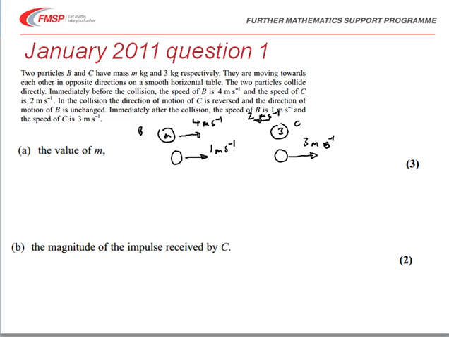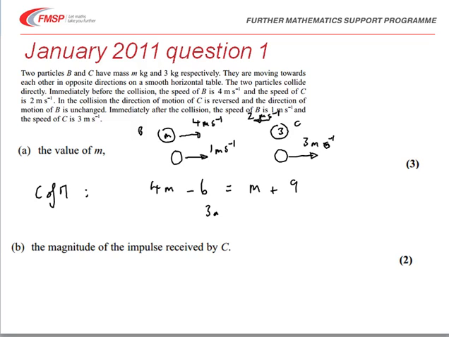So conservation of linear momentum gives us the momentum before impact, 4m minus 2 times 3, giving us 4m minus 6, because that's in the opposite direction, is equal to the momentum after impact, which is (m plus 3) multiplied by 3. So that's the statement of the conservation of momentum.